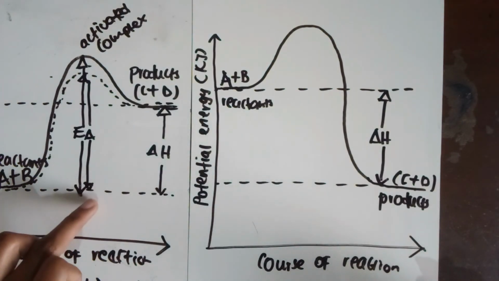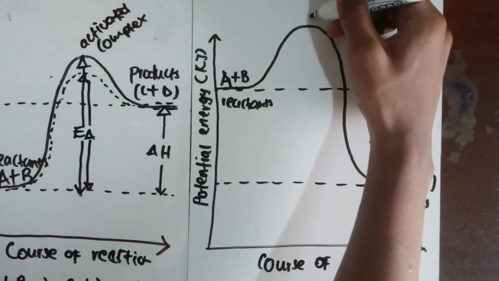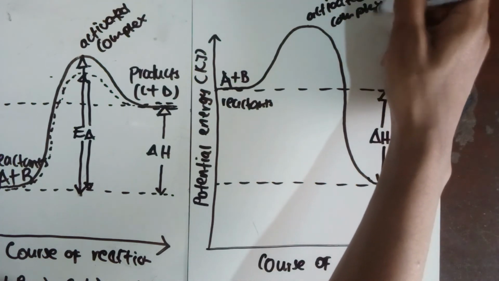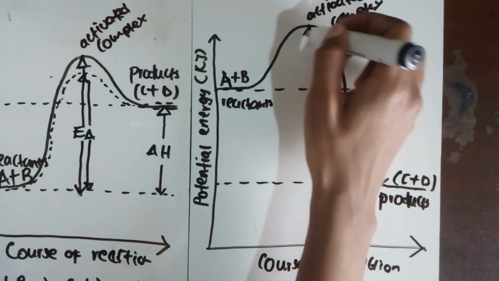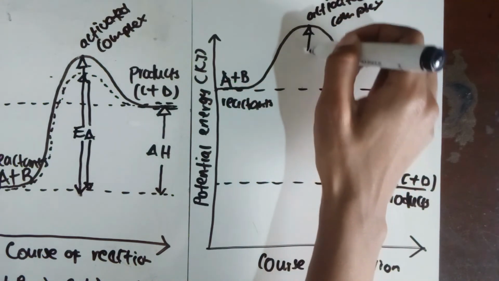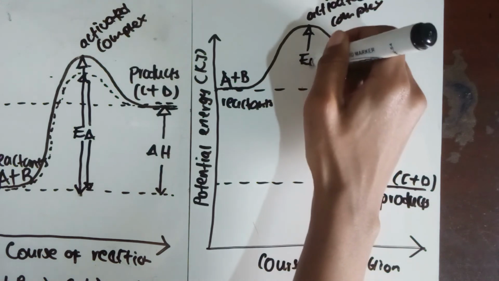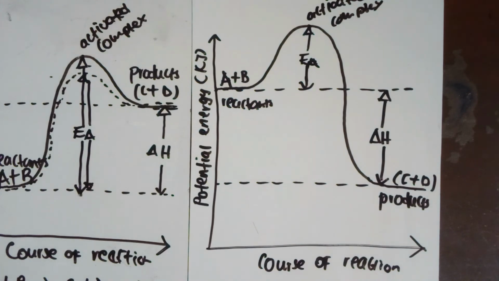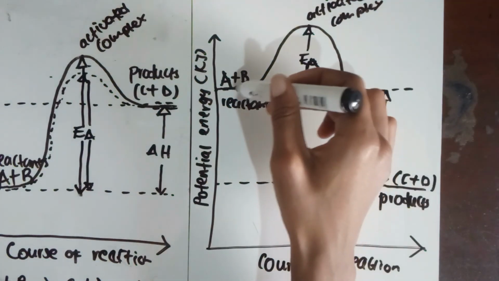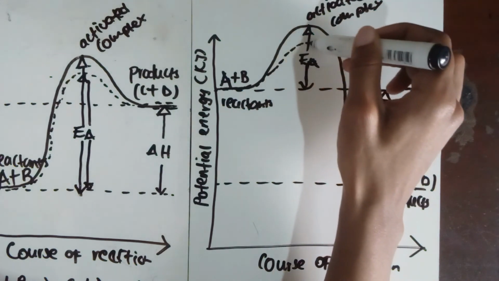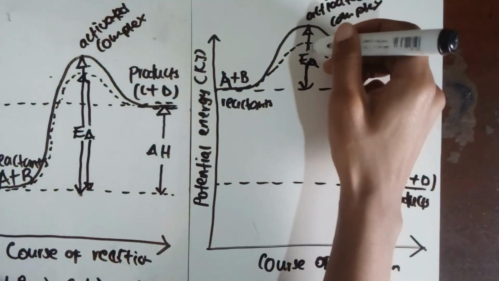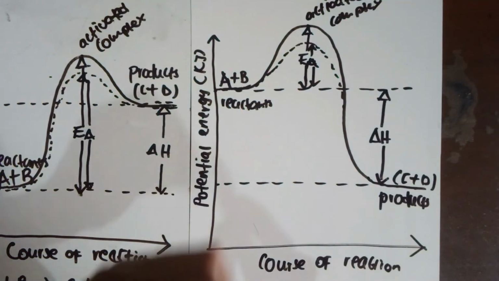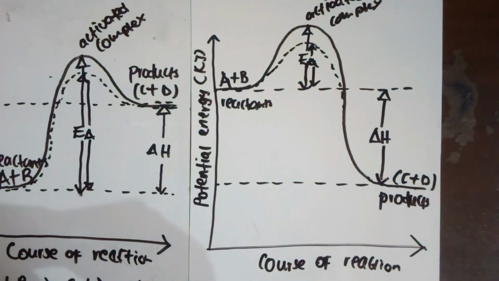We said our activation energy is from the activated complex there at the top, that peak, to the reactants line. So we have EA for our activation energy, right? We can still do the same thing. If we add a catalyst, it will lower the minimum energy required for this reaction to proceed. And then our EA in this instance will just be from there to there. So the activation energy will be lowered, right?